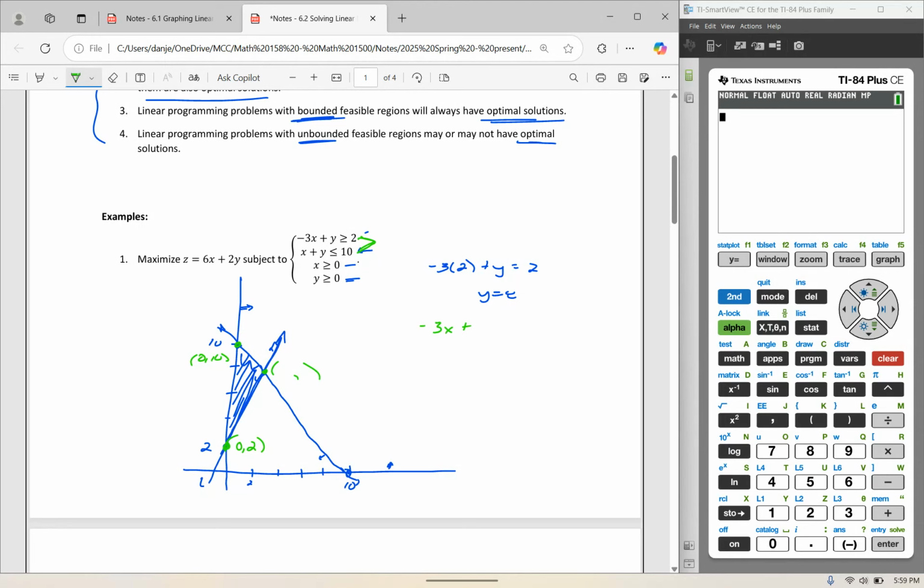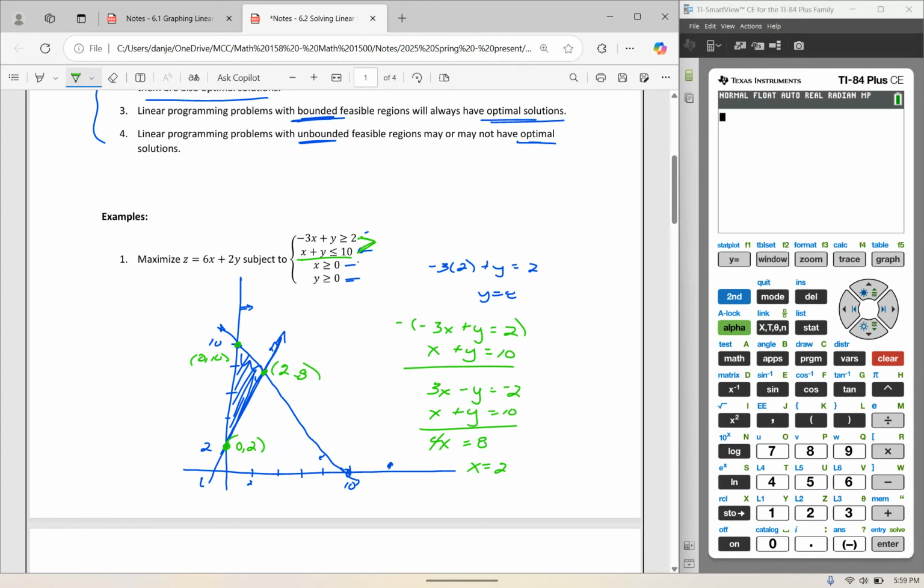Negative 3x plus y equals 2. X plus y equals 10. I'm going to multiply the first equation by a negative, so we have 3x minus y equals negative 2, and x plus y equals 10. When we add these two equations together, 4x equals 8, so x equals 2. Plug that 2 back into the equation: if x is 2, y is going to be 8. So that point of intersection is 2, 8.